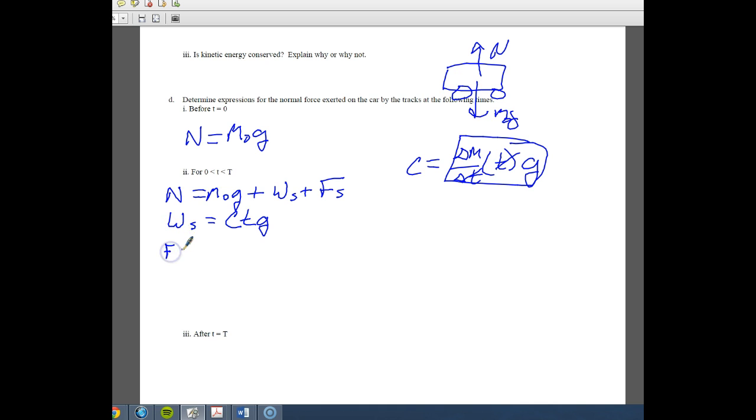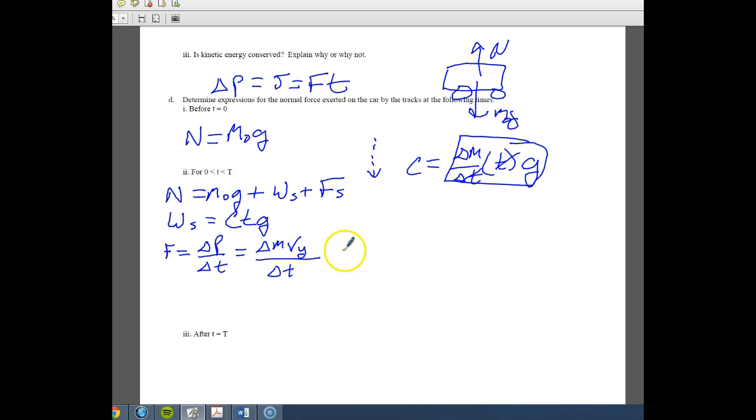So remember here, delta p, change in momentum, is also equal to J, which is impulse, and that's equal to force times time. So we're going to use that down here, but we're going to say force is equal to the change in momentum over the change in time. Change in momentum is delta m v, and that's v in the y, the speed of the sand as it falls, divided by the change in time. And that's equal to, now remember, m over delta t is c times vy.